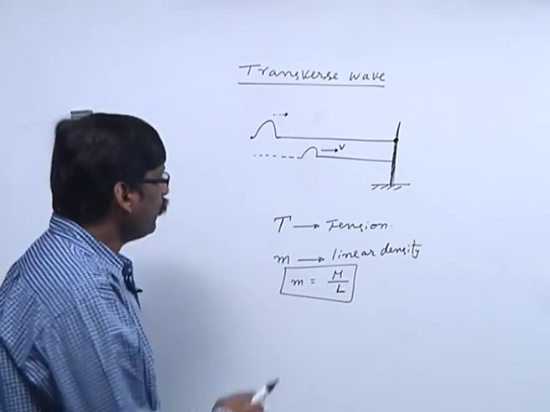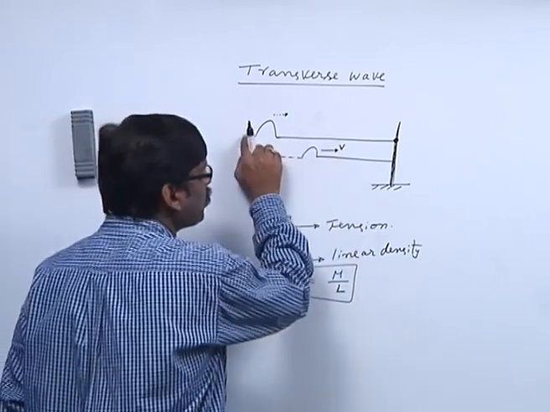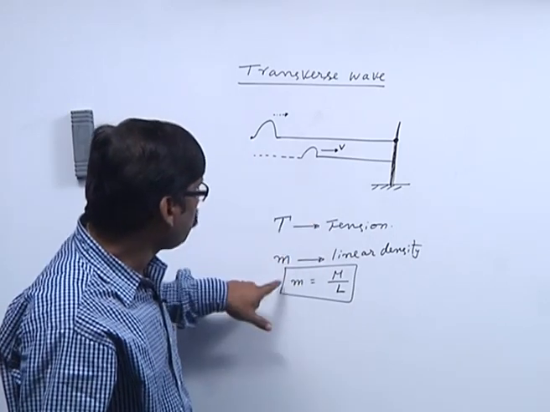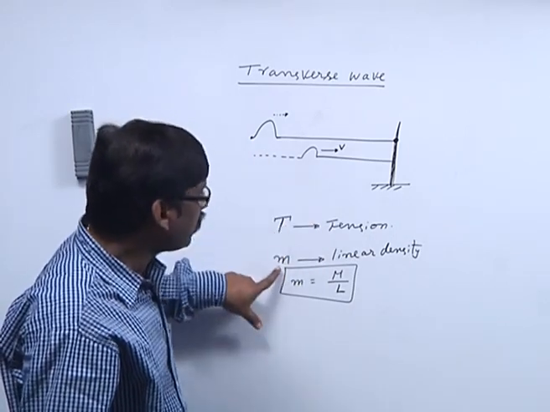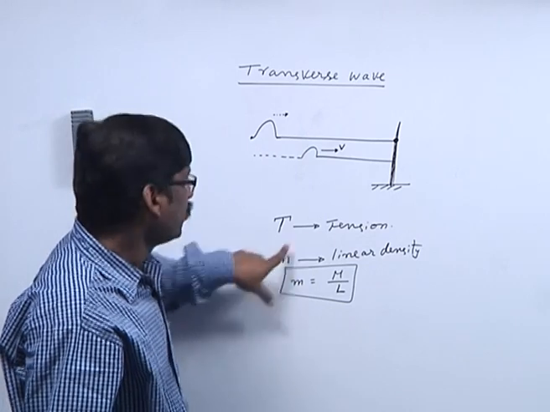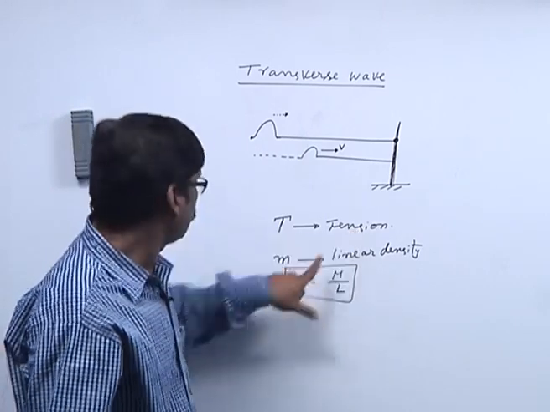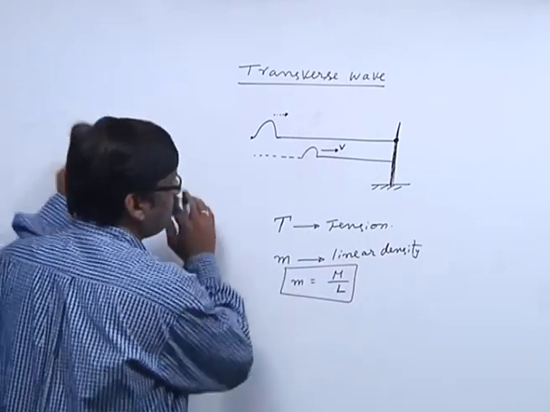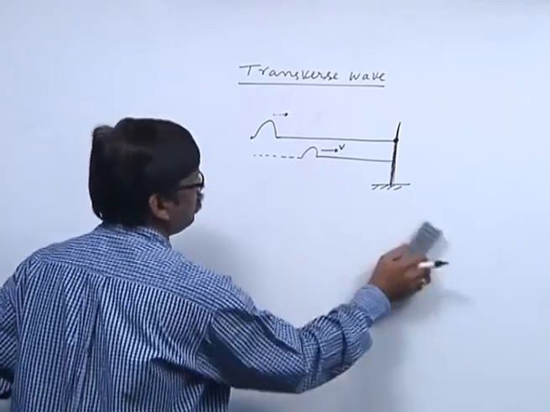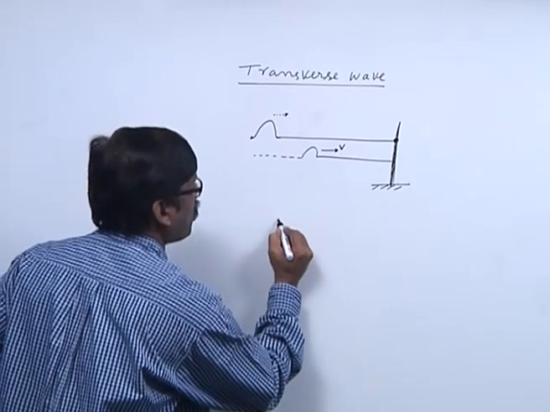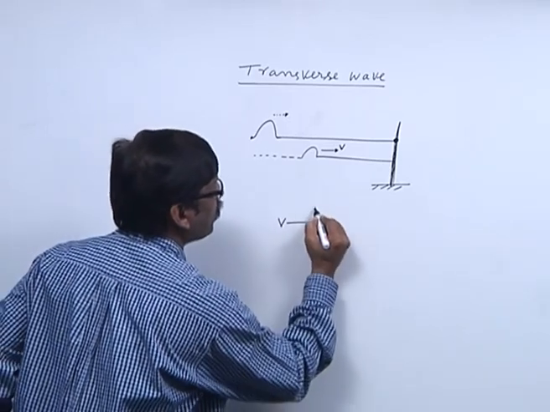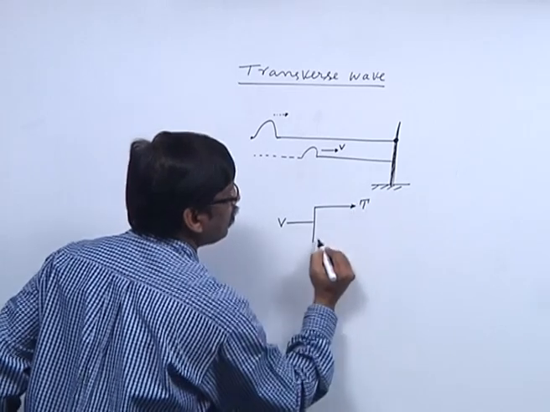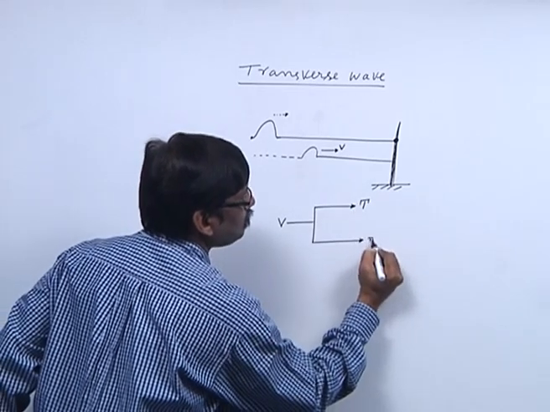Tension. Now, the velocity with which this transverse wave travels along the string depends on tension and linear density. Tension is the elastic factor, linear density is the inertial factor. How are they related? So, V depends on T and small m.